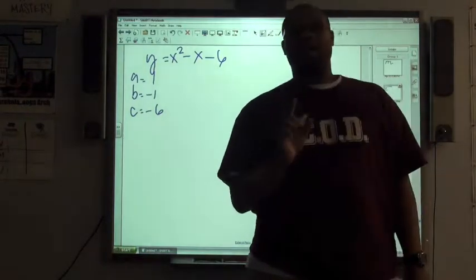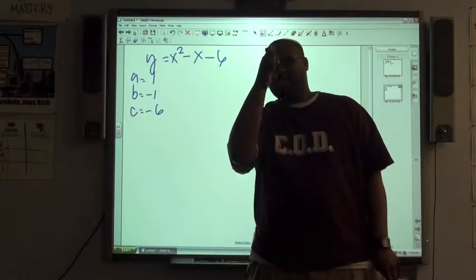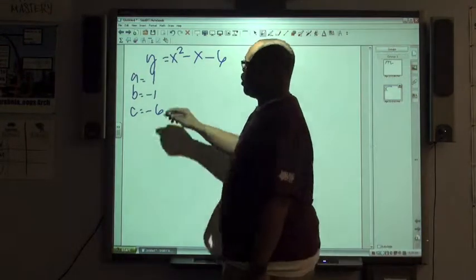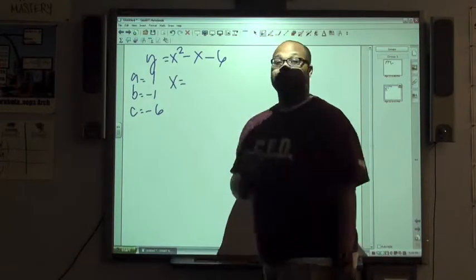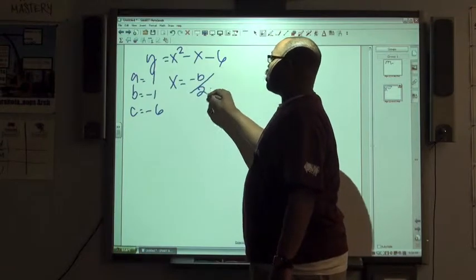I'm going to use that to find my axis of symmetry. The axis of symmetry is the imaginary line that goes down the center of the parabola, and it's going to be very important later on. And so, the formula for the axis of symmetry is x equals a negative b divided by 2a.